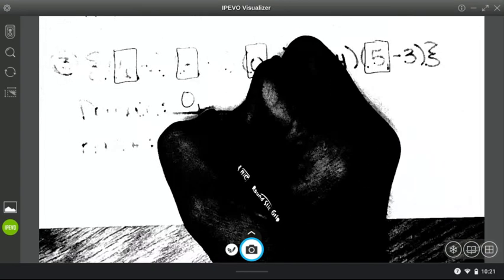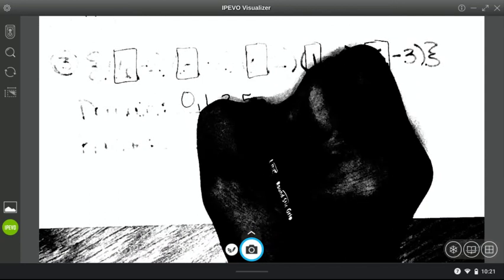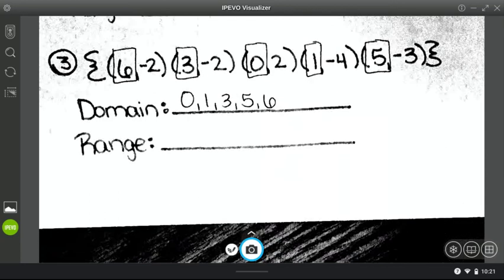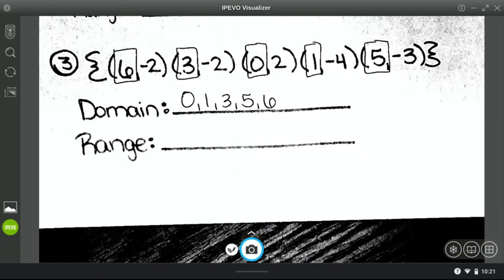0, 1, 3, 5, 6. All right, do you guys agree or disagree with that? Agree. We're not missing anything. We didn't add any extra numbers. I'm going to say they're all in order. Nice job. All right, what about the range, Weston?